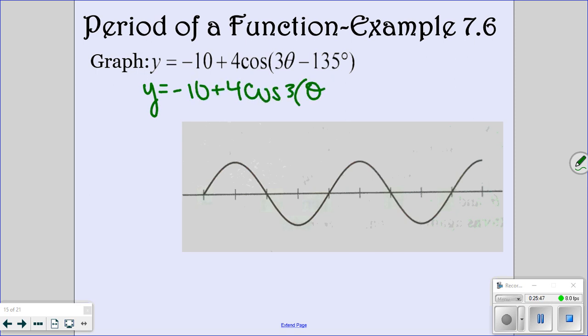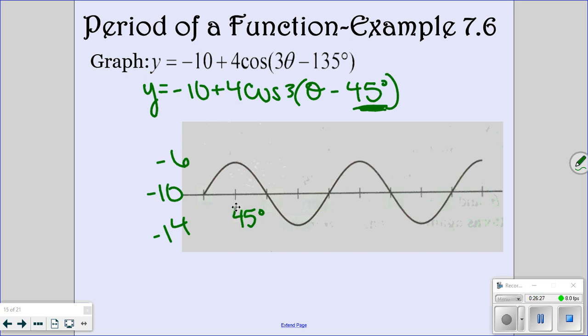So if I factor out a 3 here, I just have a theta. If I factor out a 3 here, I'm going to have 45 degrees instead of 135. So that's the equation that we want to graph. So our center line is -10. Our amplitude is 4, so we're going to go up to -6 and down to -14. Our angle is just 45 degrees, and it's a positive cosine. So we're going to go up 45. So our maximum happens at 45 degrees.